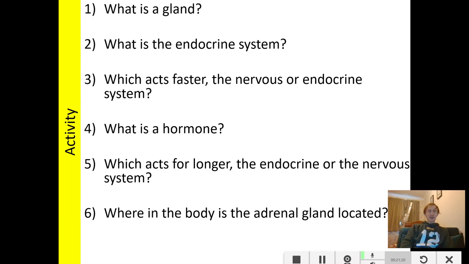A gland, specifically an endocrine gland, is an organ which releases hormones into the blood. The endocrine system is the collection of glands and hormones which transmit messages around your body. The nervous system acts faster. A hormone is a chemical which is released by a gland into the blood and travels and sends messages. You can think of it as a chemical messenger, if you like, is a good way of putting it. The endocrine system acts for longer, and the adrenal gland is located on top of the kidneys.